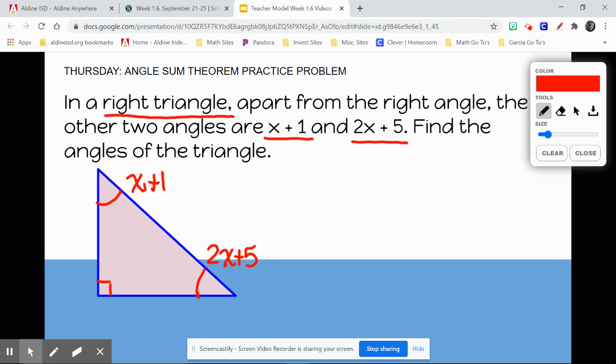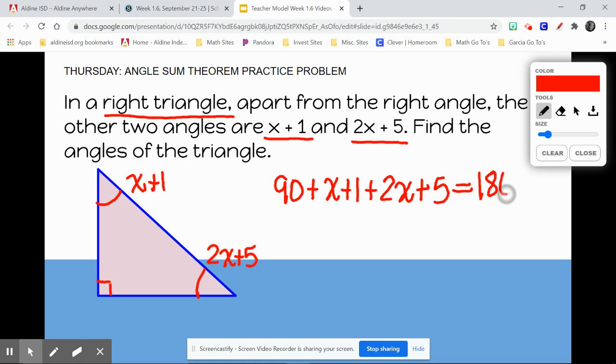So what I know about the measure of a triangle is that it equals 180 degrees. So I can set up an equation: 90 plus x plus 1 plus 2x plus 5, which is the measure of those three angles, has to equal 180 degrees. At this point, I can now solve for x.